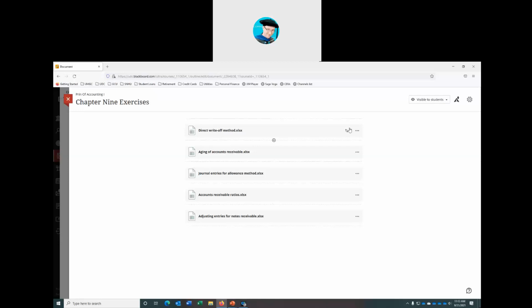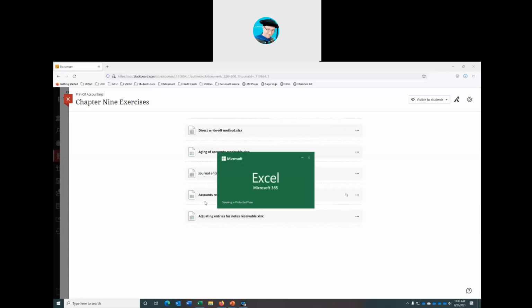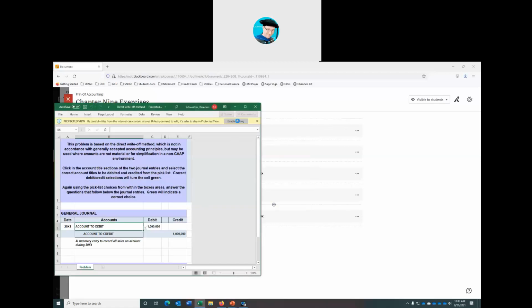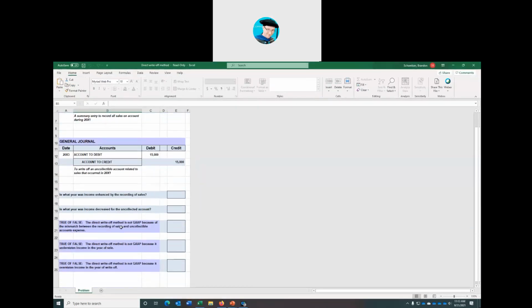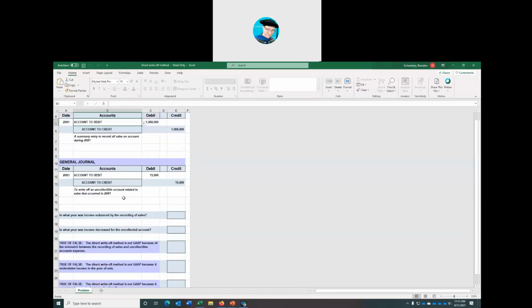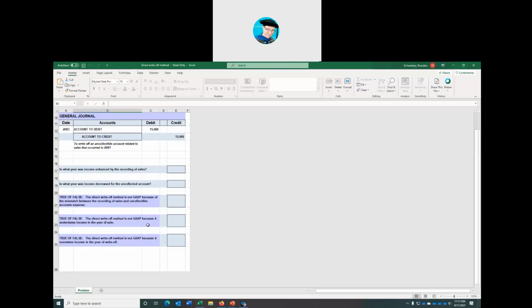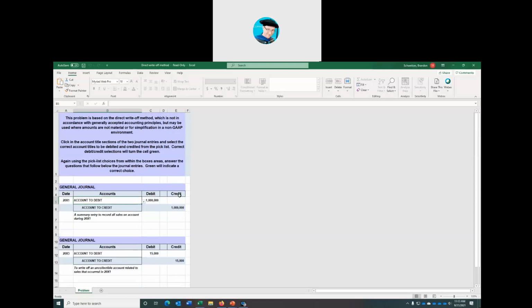These Excel documents are exercises. So if you download the file, it opens like this. And we can see what this one is all about already. It's journal entries. So we can select a debit account, select a credit account, debit, credit, couple of questions, true, false. These exercises I have obtained from a really great resource.